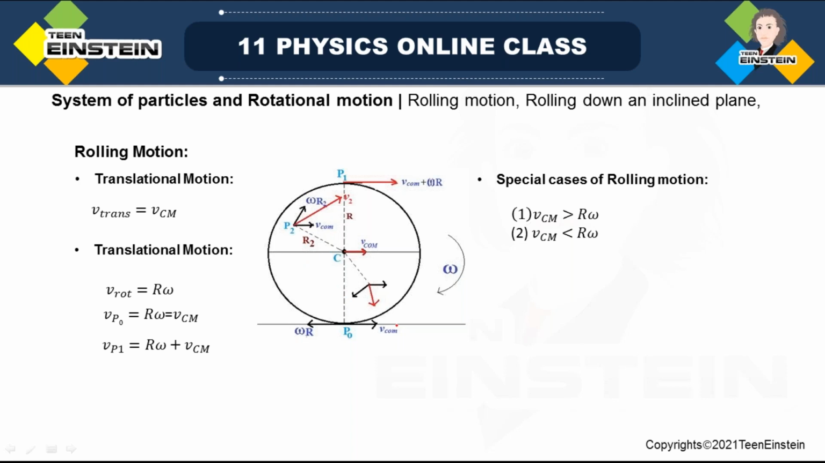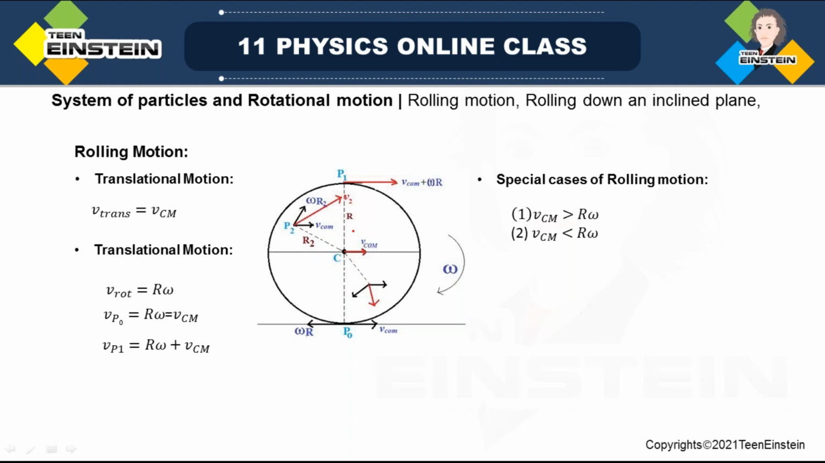Translational motion of the disc will be described by the motion of the center of mass. That means if you take any point on this disc, if I know the motion of the center of mass, I'll take the motion of each and every particle on this disc as identical to the motion of the center of mass. And this is the disc, so by symmetry the center of mass will be at the geometrical center, as you see here, denoted by capital C.